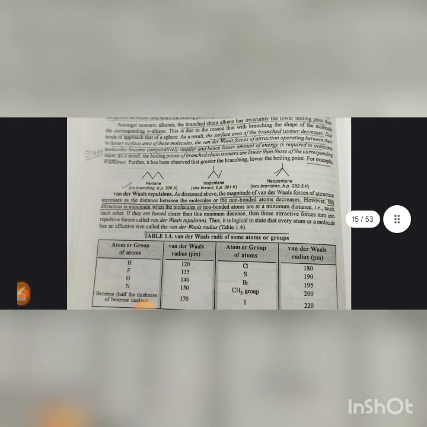Next is van der Waals repulsion. As discussed above, the magnitude of the van der Waals forces of attraction increases as the distance between the molecules or non-bonded atoms decreases. However, this attraction is maximum when the molecules or non-bonded atoms are at the minimum distance at which they touch each other. If they are forced closer than this minimum distance, then these attractive forces turn into repulsive forces, called van der Waals repulsions. If the sum of the van der Waals radii of two non-bonded atoms or molecules is greater than the distance between them, then the attractive forces are turned into repulsive.